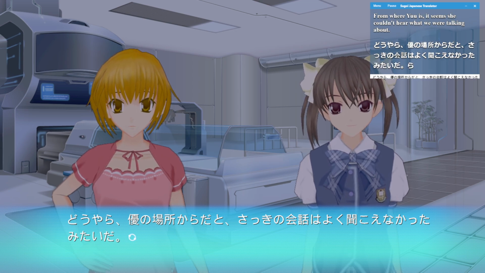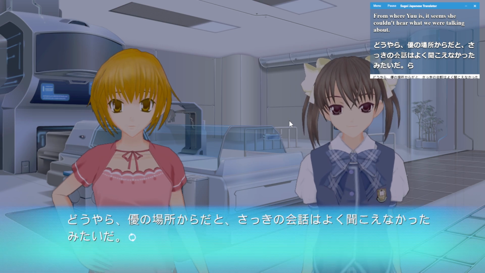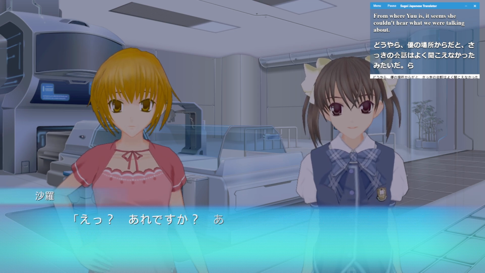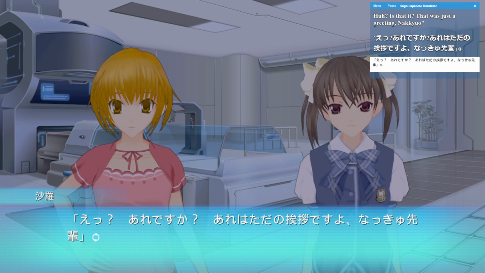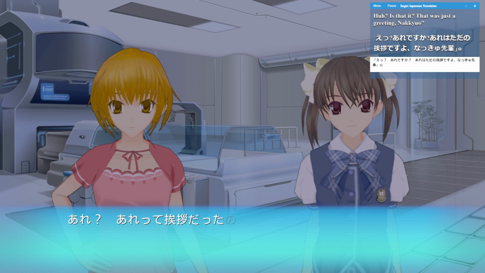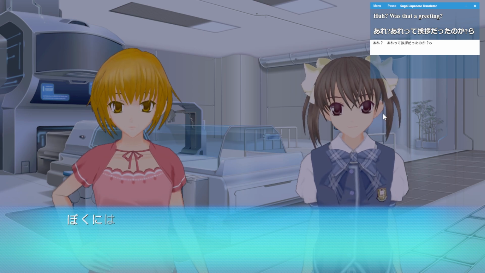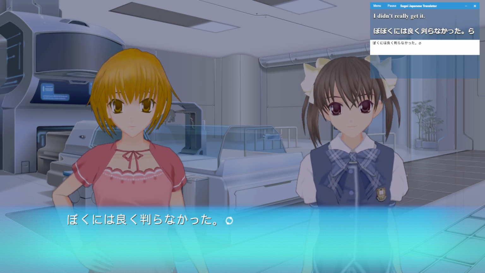It seems she couldn't hear what they were talking about from where she was. Is that it? That was just a greeting, Nakyu. Huh? That was just a greeting? She was accusing Tsugumi of causing a blackout based on the precedent that she thought Tsugumi already did something else. I didn't really get it.